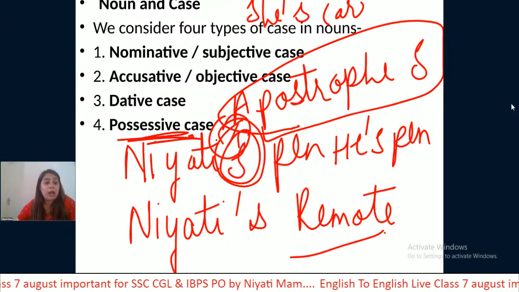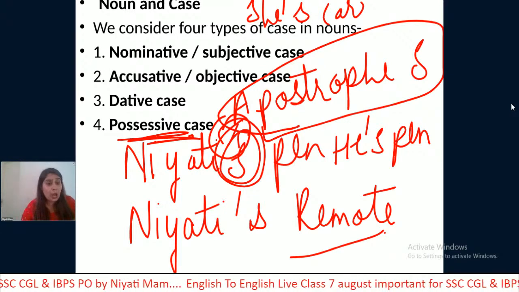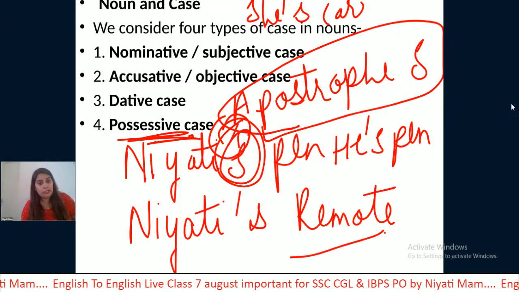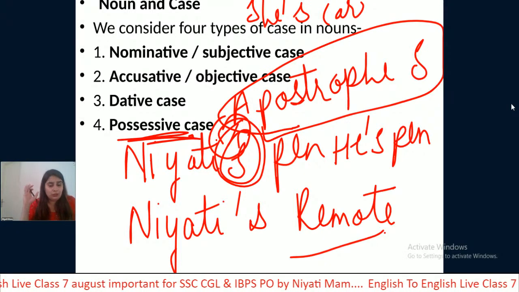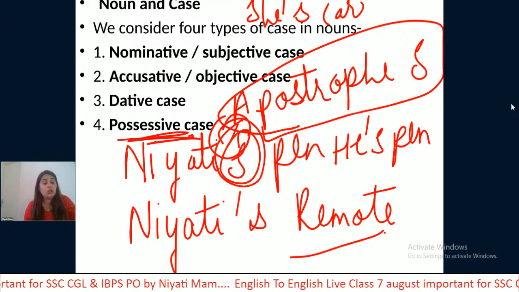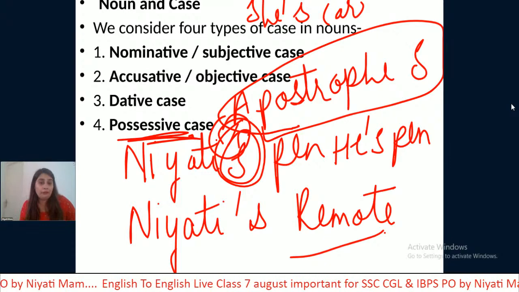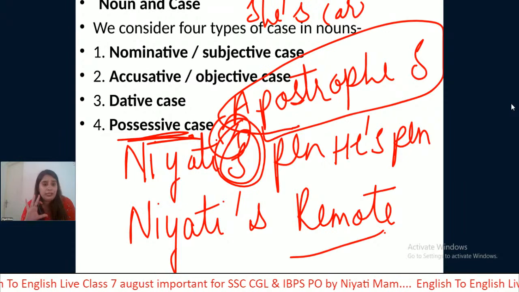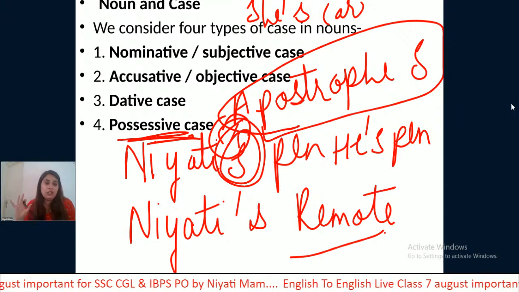So all these are four cases of noun. Noun can be used as the subject of the sentence. Noun can be used as the object of the sentence. We can call a noun by his or her name, we can address the noun. Possessive case: we can show the possession of a noun by adding apostrophe S after it. These are the four manners in which a noun is used in the English language. Right?